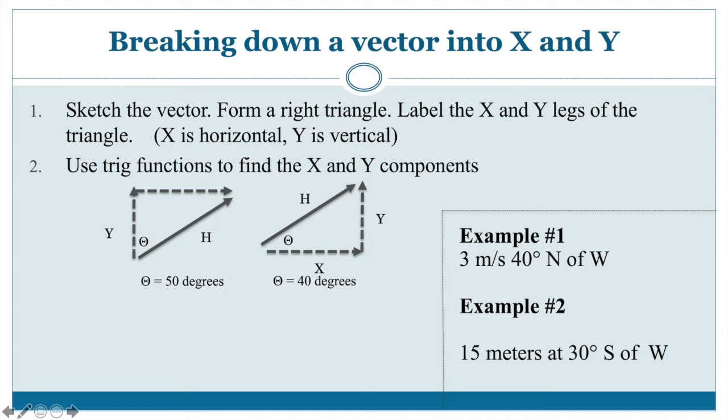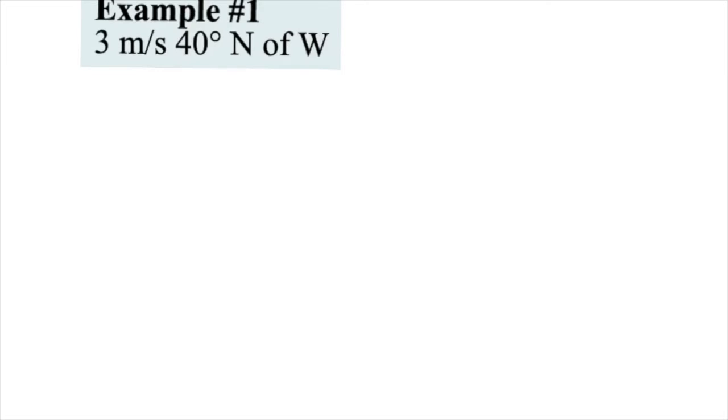So when you're given a vector that's going at an angle, like these two examples here, like 3 meters per second at 40 degrees north of west, that's not simple to break down into the X and Y chart. So you're going to first want to sketch it and turn it into a right triangle, and you'll label the legs X and Y. The X is always the horizontal side. The Y is always the vertical side. And then we're going to use trig functions, which is going to be sine and cosine, to get your X and Y components. So hopefully when I work these examples, it'll make a little more sense. All right, so let's go over two examples of how to break down a component that's going at an angle into its X and Y components.